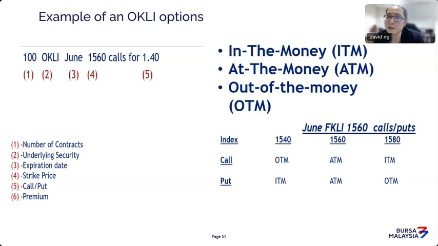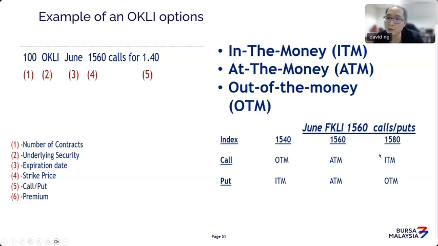At the money options, this is what we call where the underlying asset price is trading quite closely to the strike price. So there's always a 50-50 chance whether you want to exercise or not. And out of the money options are usually those option contracts that are far off from the strike price. So for example, let's say you're looking at call options for KLCI index futures at 1560. If the underlying is at 1540, which is below your 1560 call, these options can pretty much be said to be going to expire worthless. And anything that is above the 1560 strike price, there is a value.